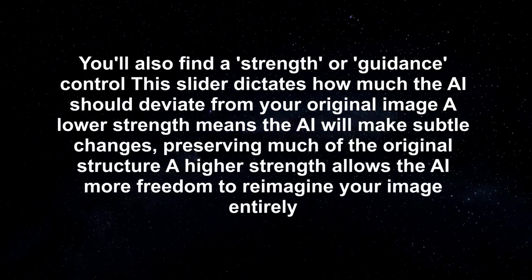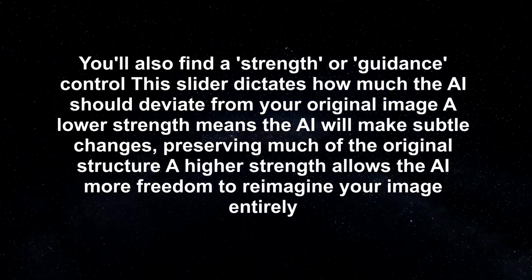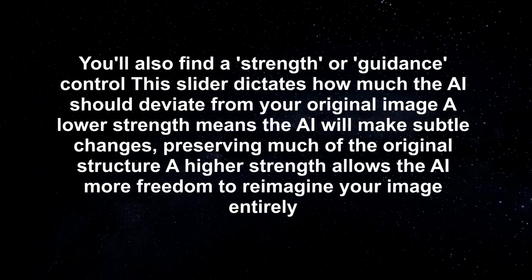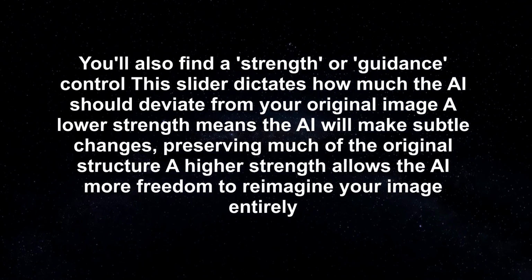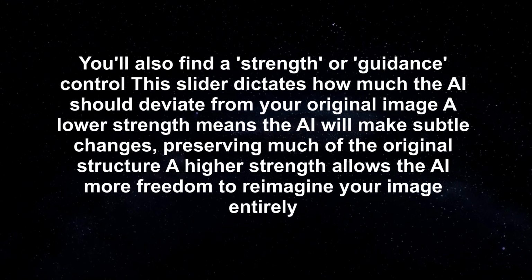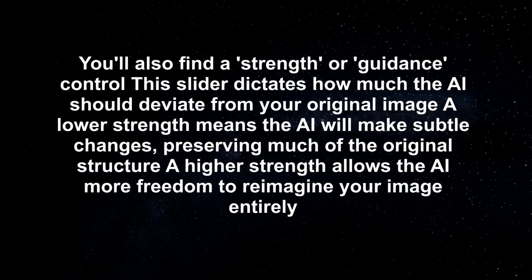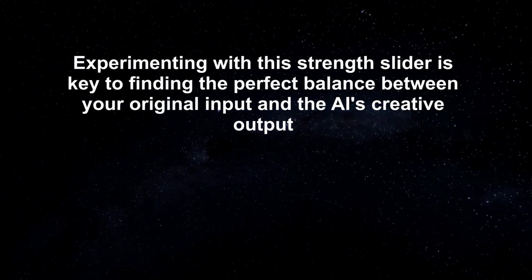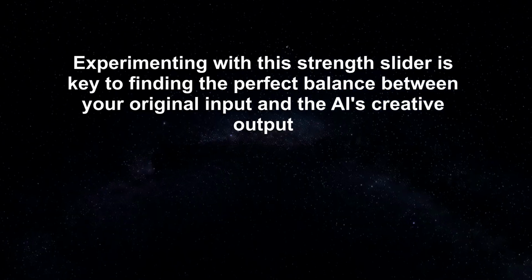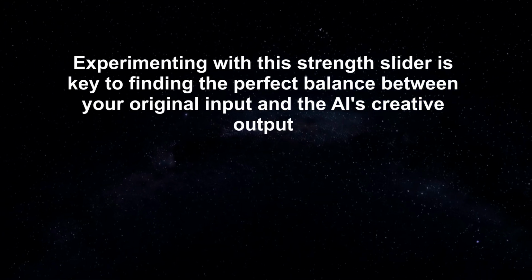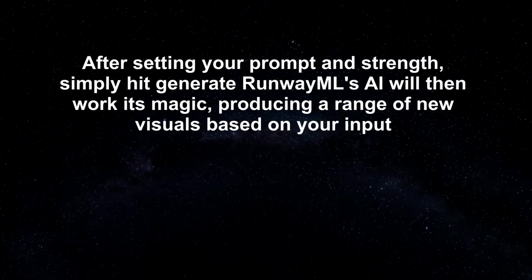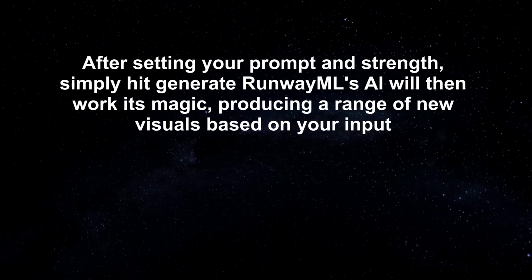You'll also find a strength or guidance control. This slider dictates how much the AI should deviate from your original image. A lower strength means the AI will make subtle changes, preserving much of the original structure. A higher strength allows the AI more freedom to reimagine your image entirely. Experimenting with this strength slider is key to finding the perfect balance between your original input and the AI's creative output. After setting your prompt and strength, simply hit Generate.